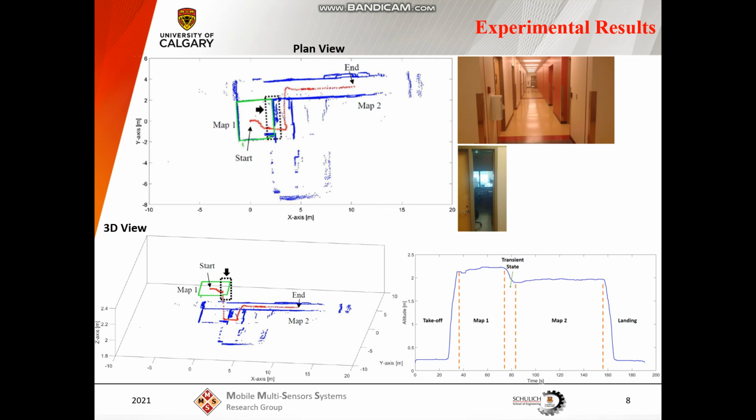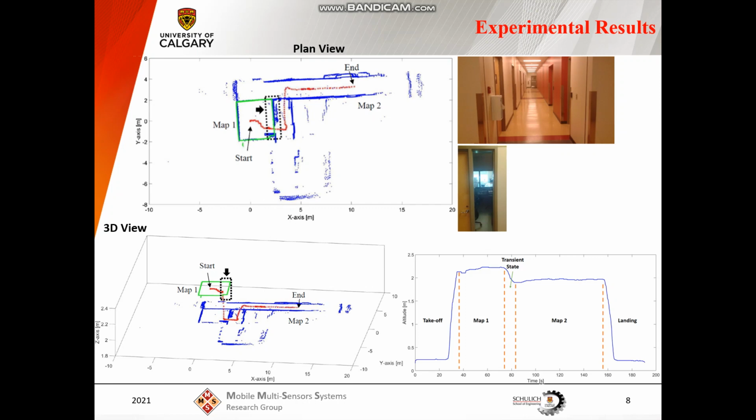The second dataset was captured in CCIT building at University of Calgary. It is clear that the MAV followed the same approach. It divided the entire map into two slices, the green and the blue points. The right bottom figure illustrates the height of the MAV for the entire mission.